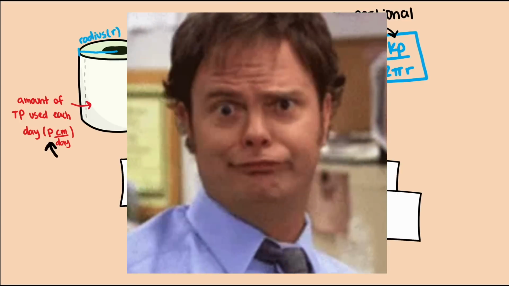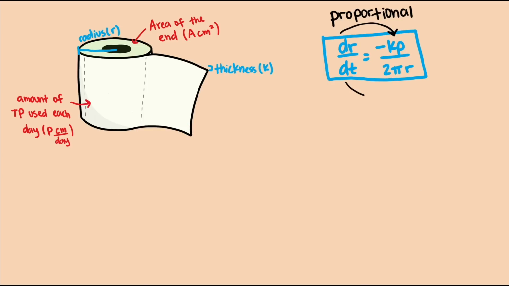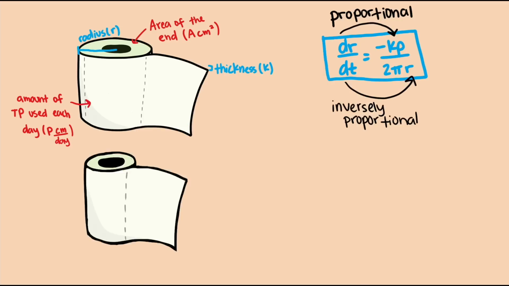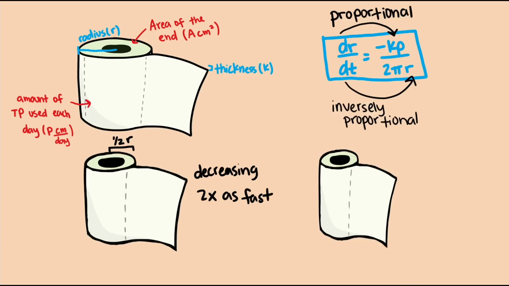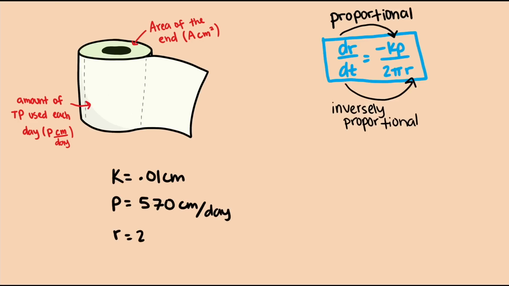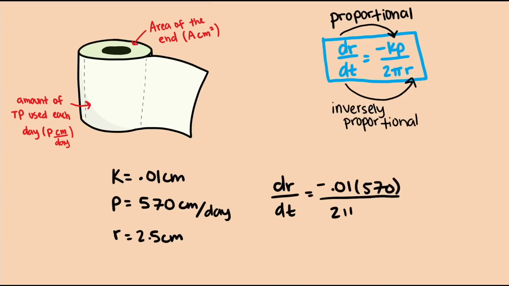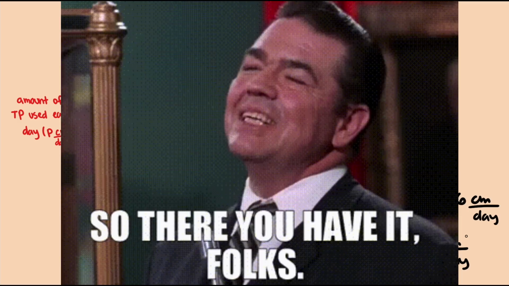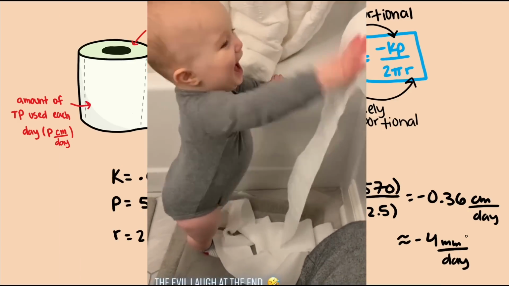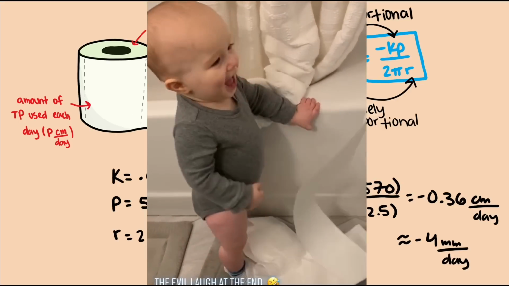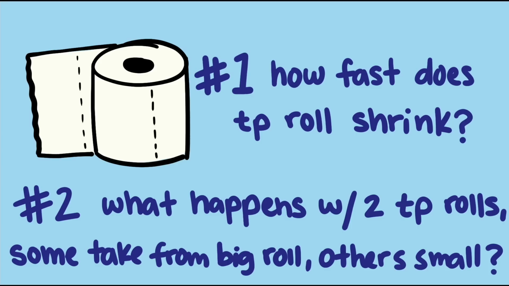Nothing surprising here. What about the radius? Well, the rate is inversely proportional to the radius. So when the radius is half as much, the radius is decreasing twice as fast. When the radius is one third as large as a new roll, the radius of the roll is decreasing three times as fast. I looked up some reasonable values online to see how fast the toilet paper roll is decreasing when it gets down close to the tube. It's going down at a rate of almost 4 millimeters a day. So there we have it. As you get closer to the end of the toilet paper roll, the radius of the toilet paper does indeed decrease more quickly.